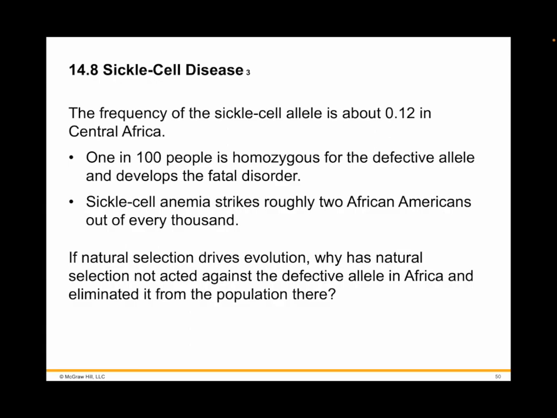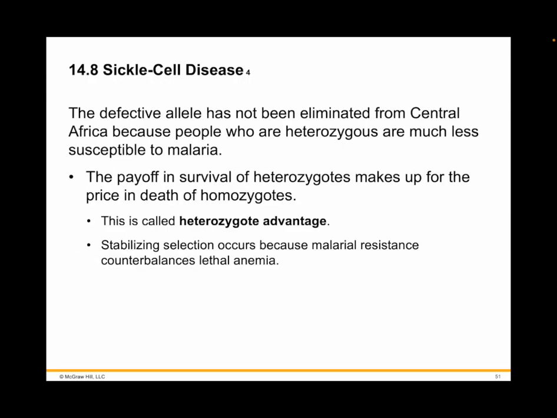Like a manager balancing a store's inventory, natural selection increases the frequency of an allele as long as there is something to be gained by it, until the cost balances the benefit, removing the heterozygote advantage. Stabilizing selection occurs because malarial resistance counterbalances lethal sickle cell disease.